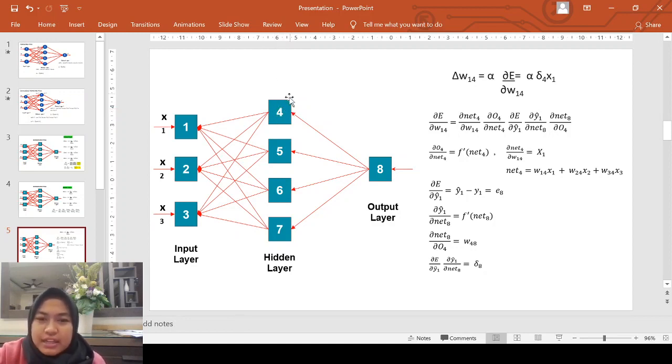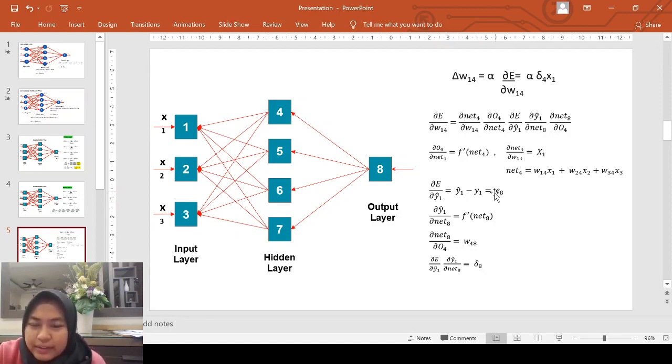We obtain F net 4, and then delta net 4 over delta W4, we get x1. So we get this from the equation from the forward pass, and then we can get this. And then we get delta E over delta y1, the error.